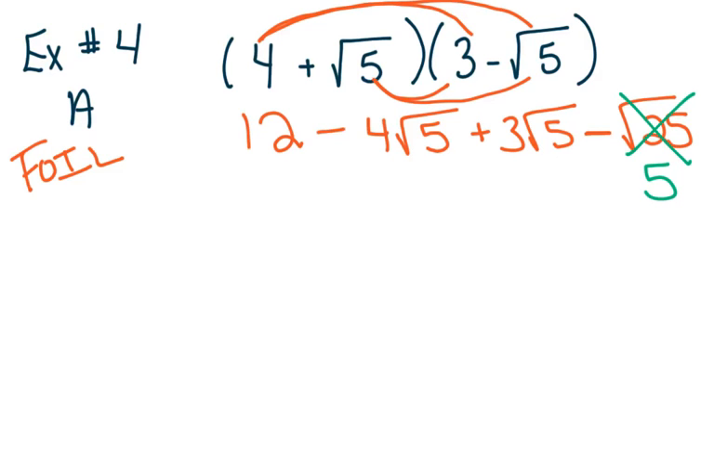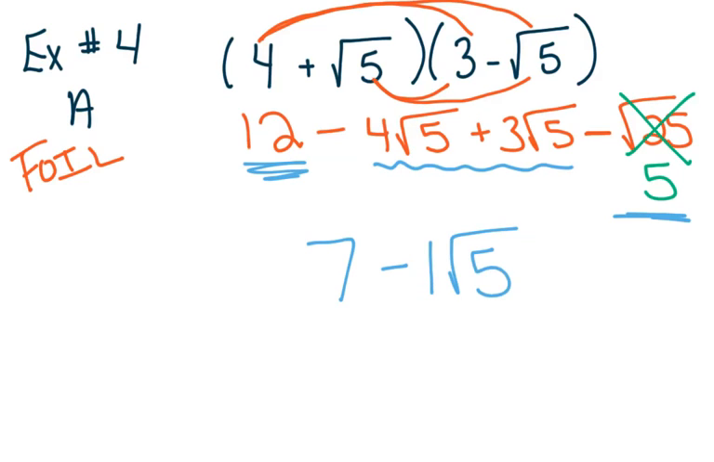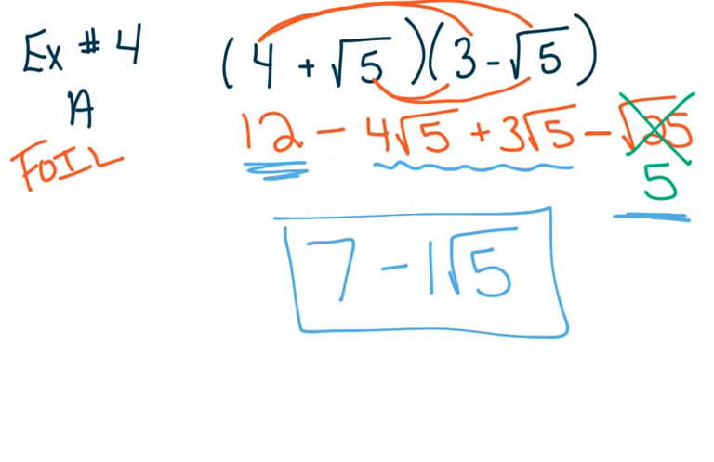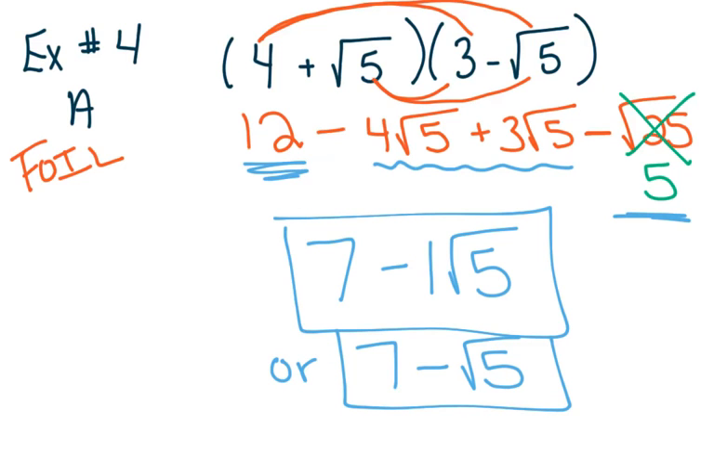All right, let's look at our whole numbers on here. We got 12 minus 5. That gives me 7. And then these in the center are like terms, so we can put them together. Negative 4 plus 3 would give me negative 1, and we keep the square root of 5 next to it. Now, you can write your answer like this. It's 100% correct. Or you don't have to write the 1 there. You can write 7 minus the square root of 5. Both of those answers are acceptable.